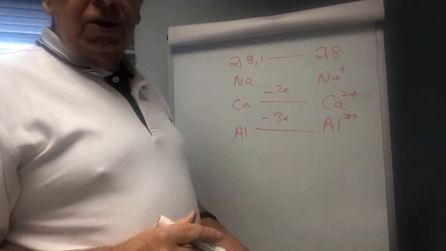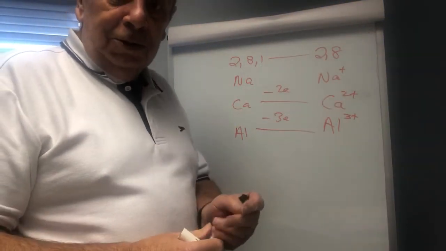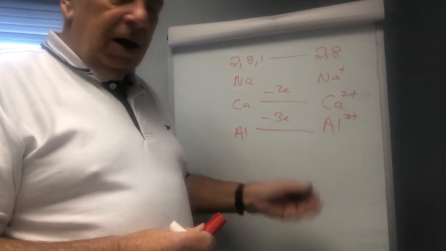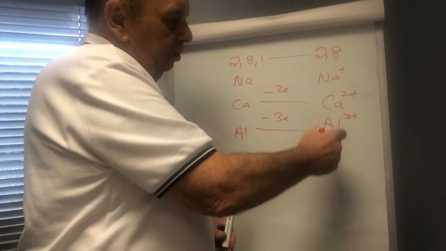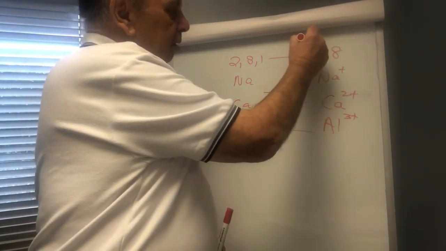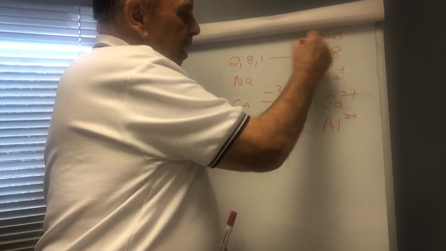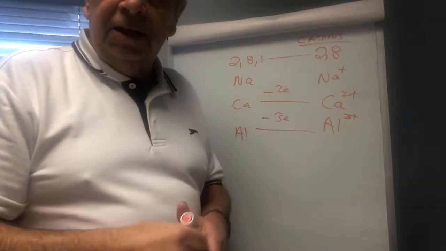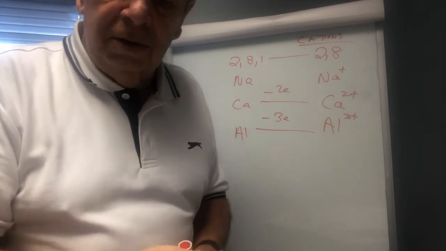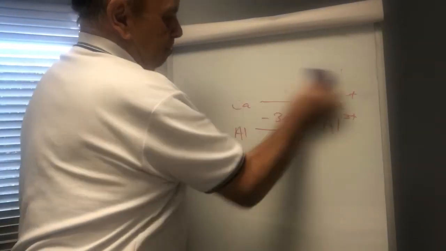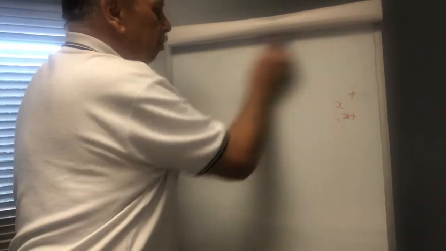These ions, there's 2 types, would you believe it? Positive ions and negative ions. These positive ions are called cations, and negative ions, let's look at them. So metals form cations and non-metals form anions.